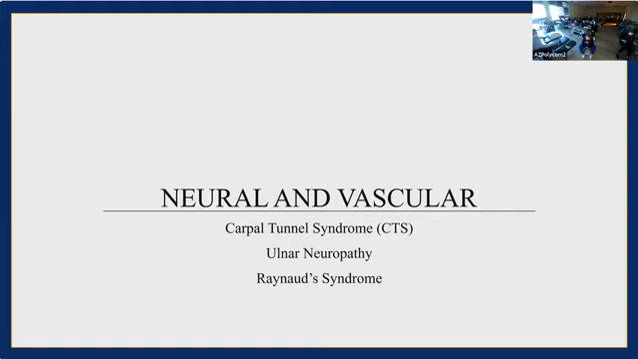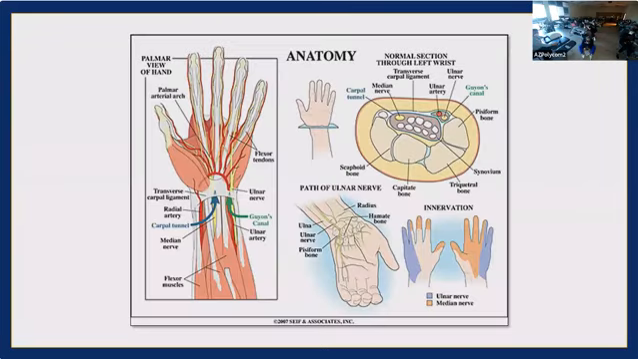Initially, what I did was I put in this lecture a neural and a vascular, I put Raynaud syndrome into this. But the last minute, last night, I took it out because that's definitely a hand diagnosis. And so you see Raynaud syndrome in the next lecture, the hand lecture. It's a vascular issue. So we'll be focusing on the neural issues here, the carpal tunnel and ulnar neuropathy.